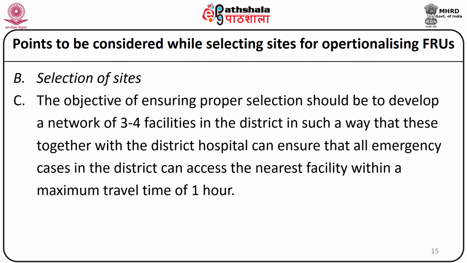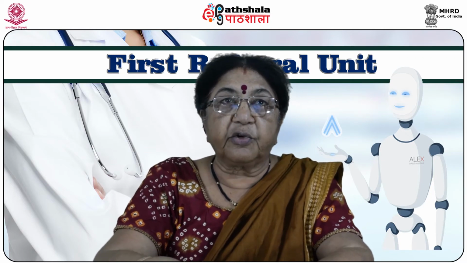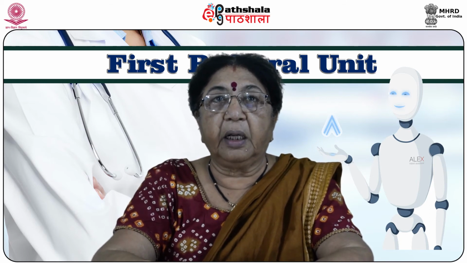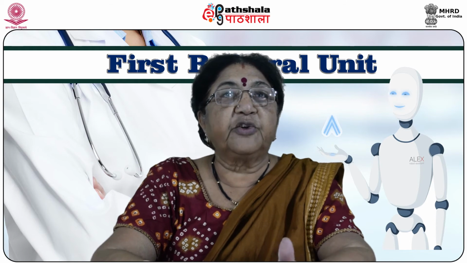Now, what is the selection of sites? The objective of ensuring proper selection should be to develop a network of 3 to 4 facilities in the district in such a way that these, together with the district hospital, can ensure that all emergency cases in the district can access the nearest facility within a maximum travel time of 1 hour. Now, this is the important part. It should be at such a place and on such a route, so approachable, that a maximum travel time of 1 hour from the nearest facility is ensured.